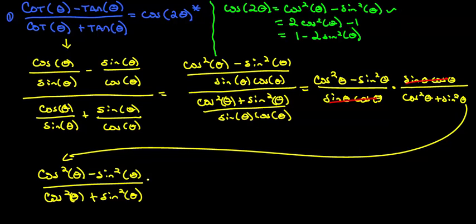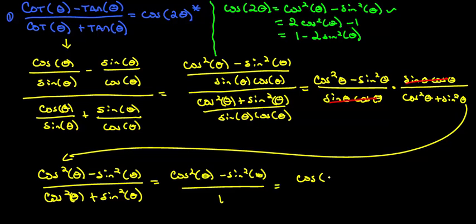The one I'm going to use is the one up here, because cosine squared plus sine squared is equal to 1. So this is going to give me cosine squared theta minus sine squared theta over 1, and cosine squared minus sine squared is the cosine of 2 theta. Okay, and there's our proof.